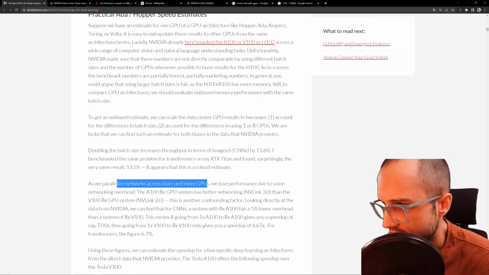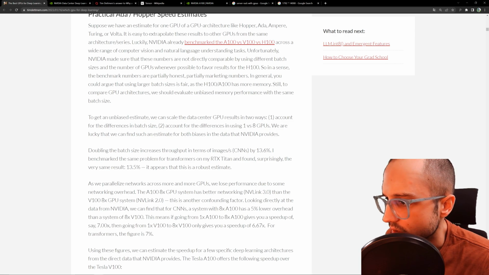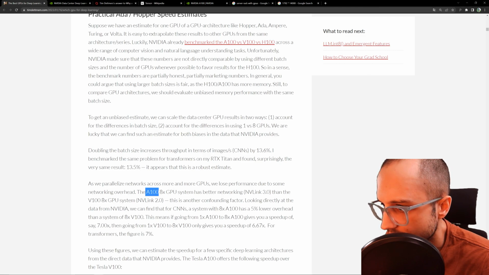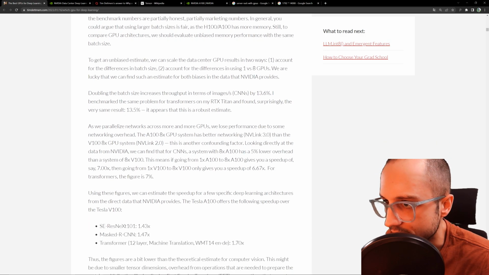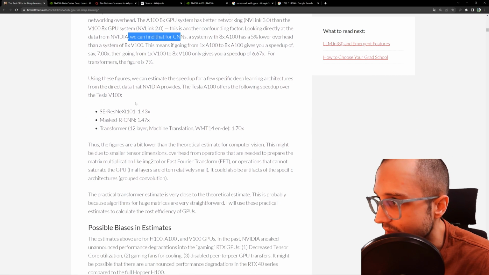As we parallelize networks across more GPUs, we lose performance due to some networking overhead. So the 8 times A100, so the server rack with 8 A100s. I mean, this is not super relevant for you guys, right? At this point, they're talking about the cables that connect these server racks, and you want the fastest possible stuff there.